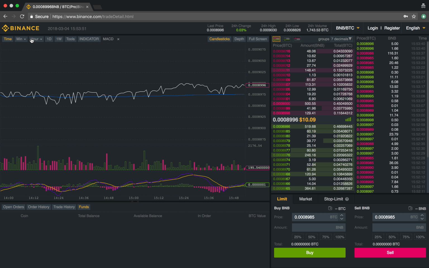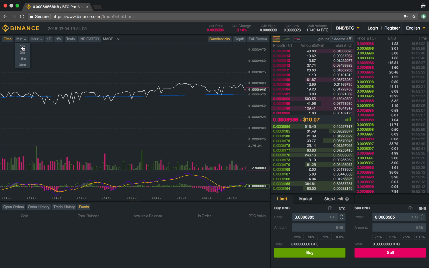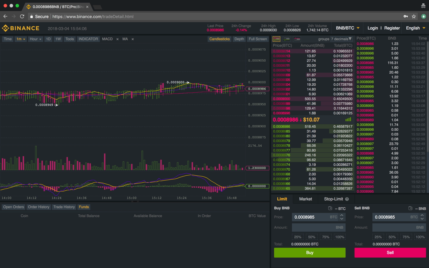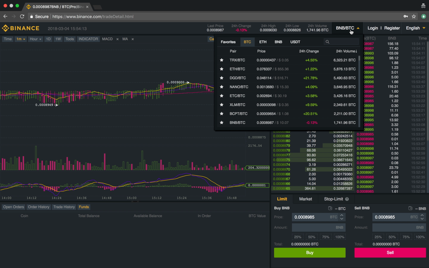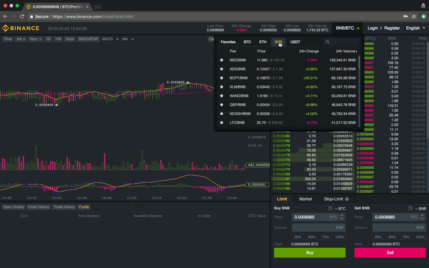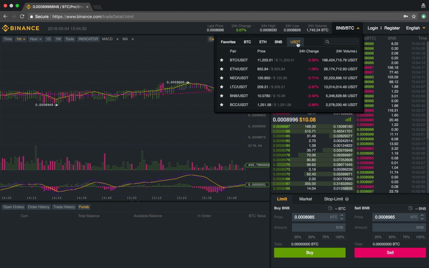Right now it's on this time, which usually means maybe a second or so on other platforms that I've used. But let's start using the 1 minute maybe. Right now this is Binance coin with Bitcoin. When you click on this pull down tab, it gives you all the coins that you can trade with Bitcoin, Ethereum, Binance coin, or USDT, which has a lot of controversy around it, but it's supposed to be a 1-to-1 to the dollar pegged coin.